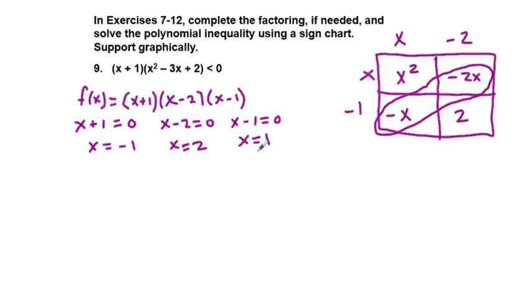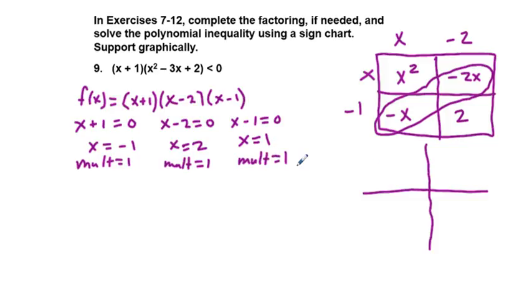So those are the zeros we have, and we're talking about, again, a cubic type relation, and each one with multiplicity of 1. Multiplicity equals 1. So it's going to look something like this. Let's see, I think it's going to go something like this. So let's get out our sign chart.